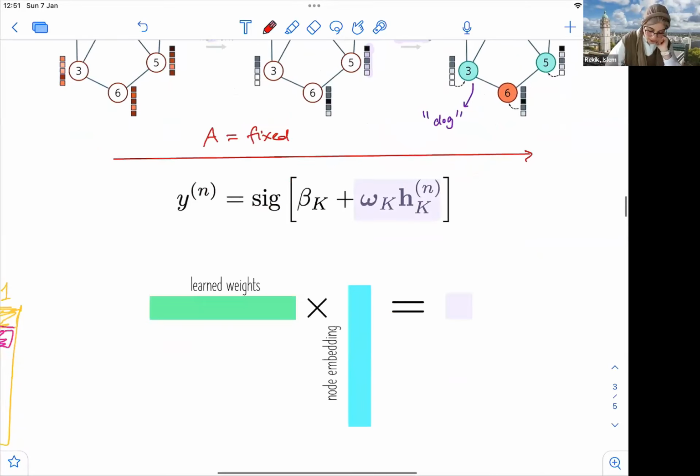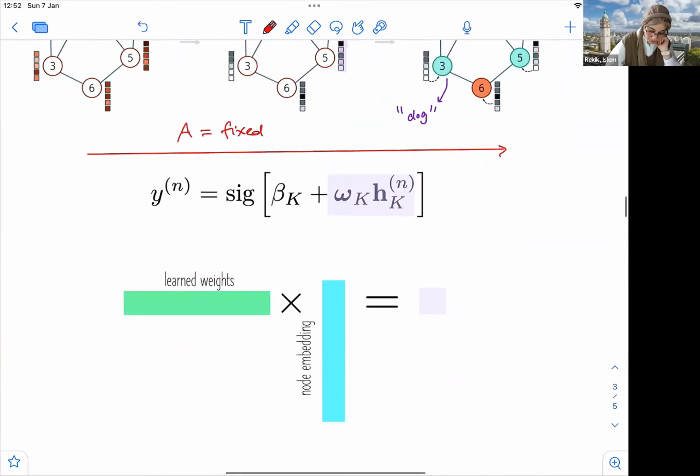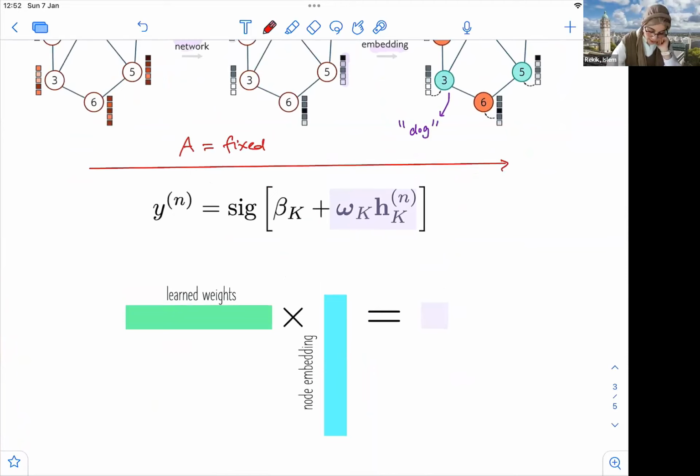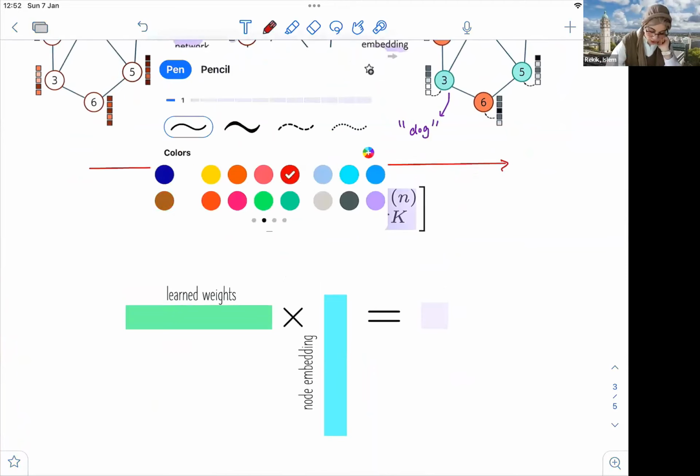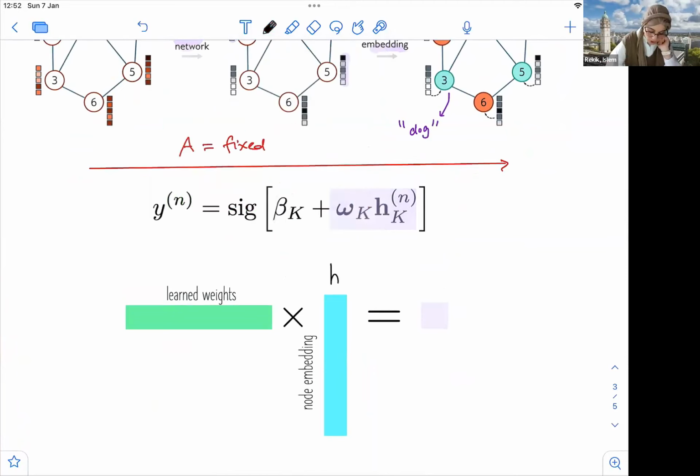So it's the same thing. Here we do this for every single node. We have H^K of node n, where n is the node. So this is for each node. We map the node through the learned weights W^K. So we do a projection here.